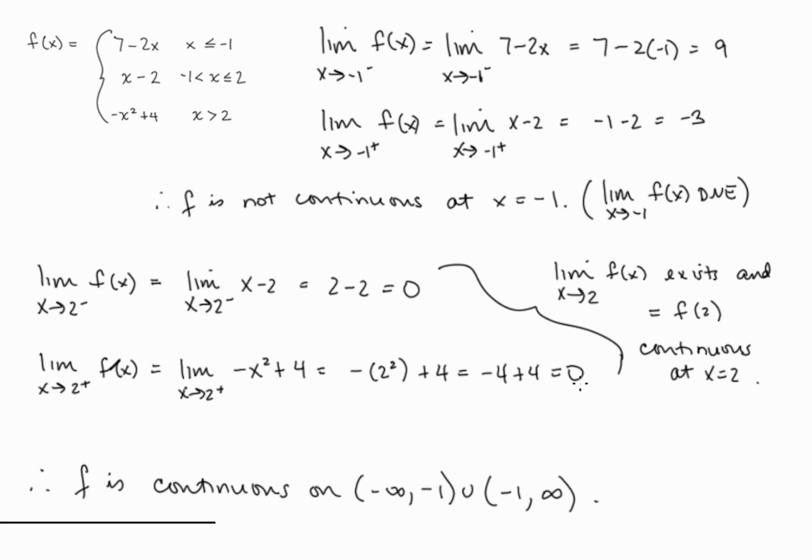So we see that the left and the right limits are equal. That tells us the limit as x goes to 2 of f of x exists, and it is equal to f of 2, because we do have that function definition here. That's the same value of 0. Therefore, f is continuous at x equals 2. So the only discontinuity we have is at x equals -1, and that's where we have to break up our interval. So f is continuous on -infinity to -1, union -1 to infinity.